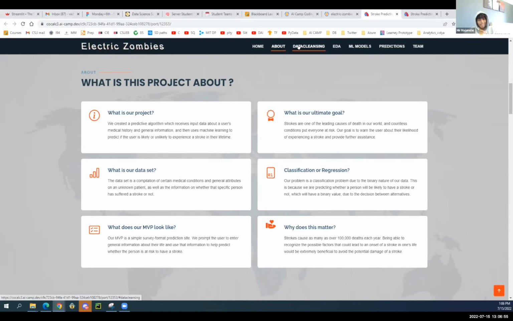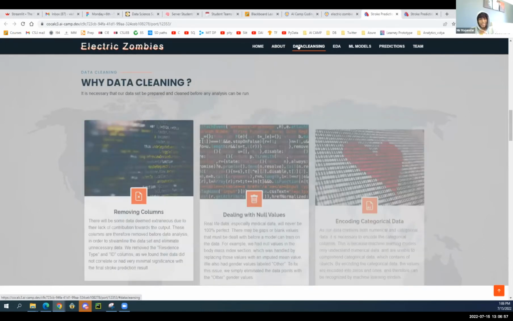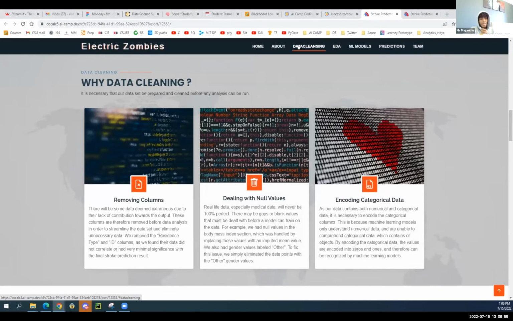So now for data cleansing. Well, why is this so important? It is necessary that our data set be prepared and clean before any analysis can be run.